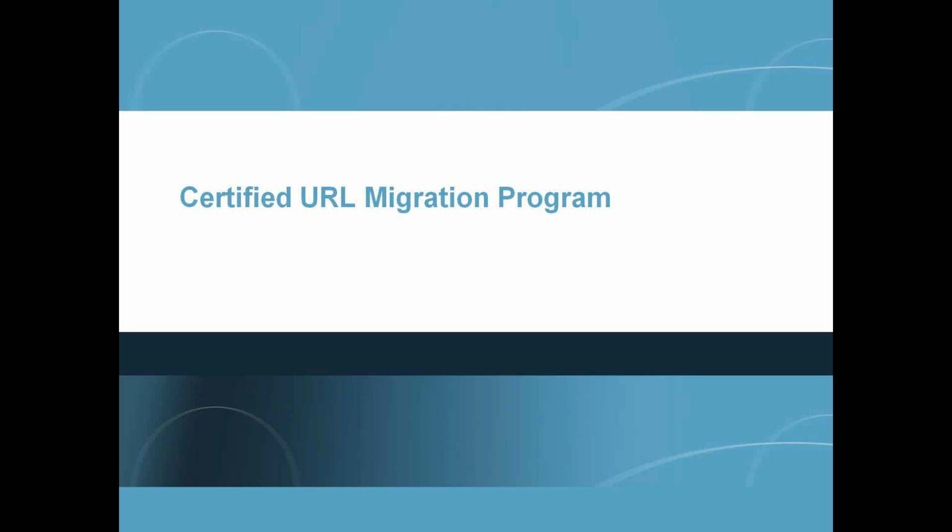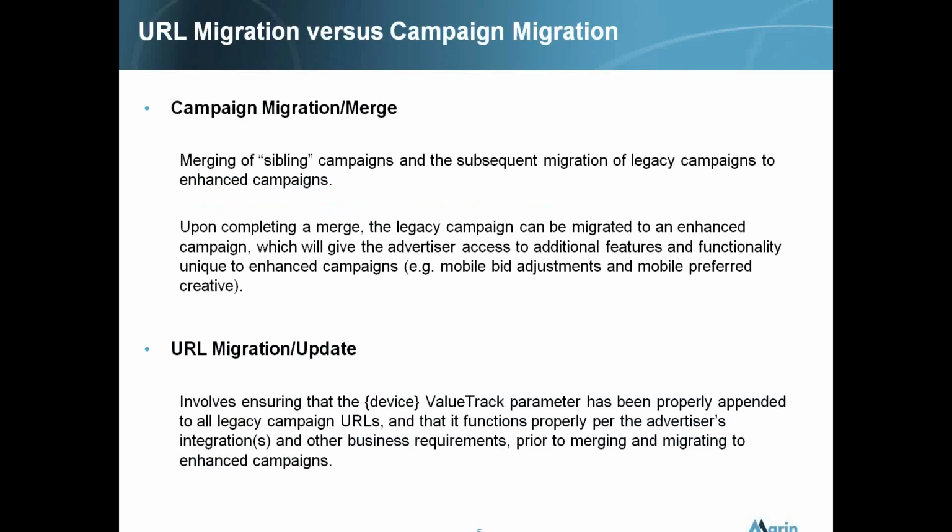So the Certified URL Migration Program is how Marin is supporting our marketers through the process of updating their URLs in order to be ready for enhanced campaign merges. A few points of distinction that I want to make.